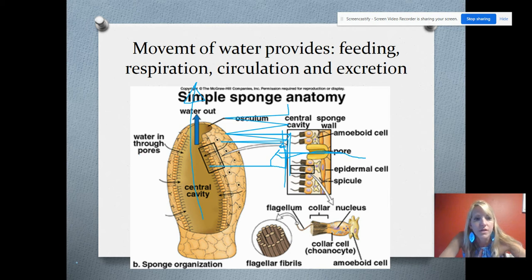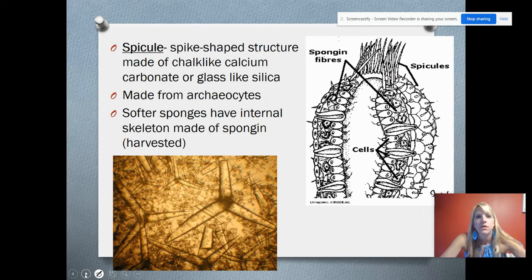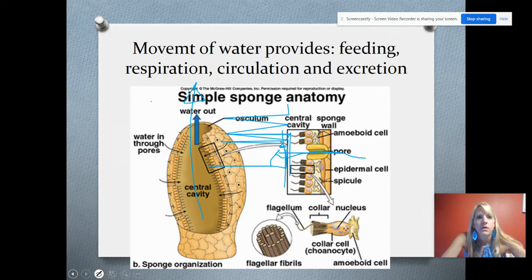Now you know how sponges eat because they're animals. So they eat. They filter the water. They're filter feeders. Did I go over everything? Movement of water provides feeding. We went over that. Respiration.